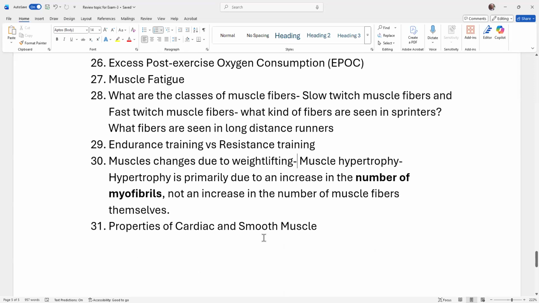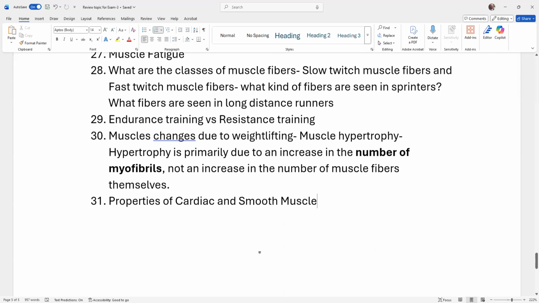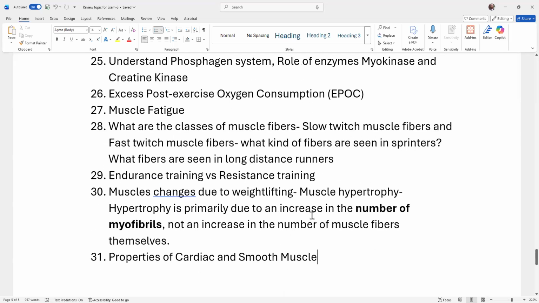And you should know the properties of cardiac muscle and smooth muscle. This chapter mainly concentrates on skeletal muscle, but it also touches the main properties of cardiac muscle. So that's about it. Good luck and happy studying.